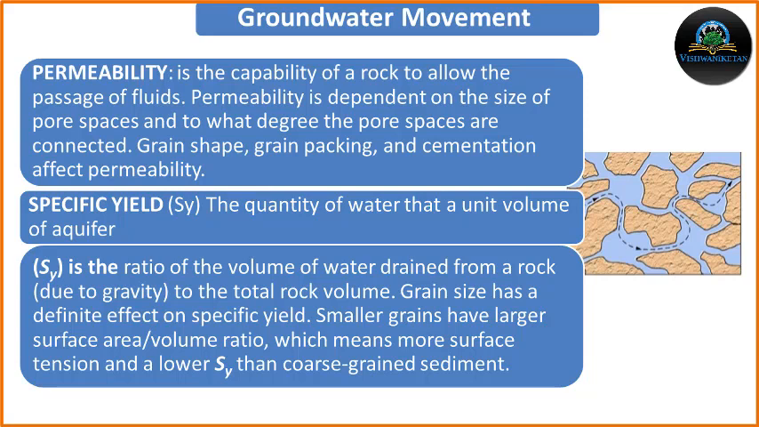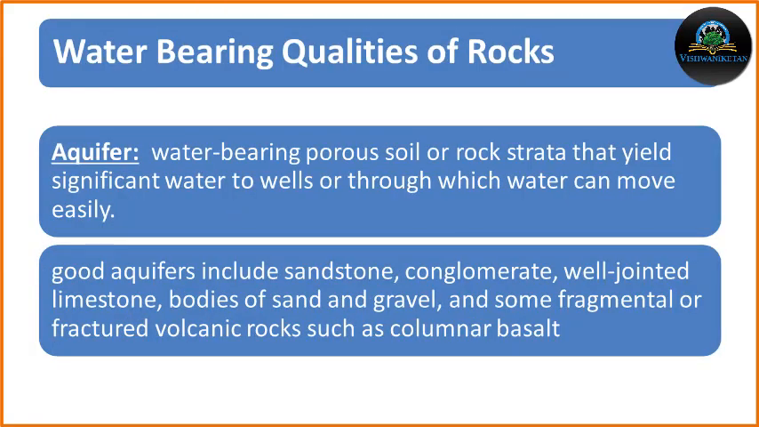Specific yield is the quantity of water that a unit volume of rock can hold. The grain size has a definite effect on the specific yield. Small grains have a larger surface area, which means more surface tension and a lower specific yield than coarse grain sediment. So it means to say that clay will have less specific yield compared to conglomerate or coarse grain sedimentary rocks. Now, water bearing qualities of rock.